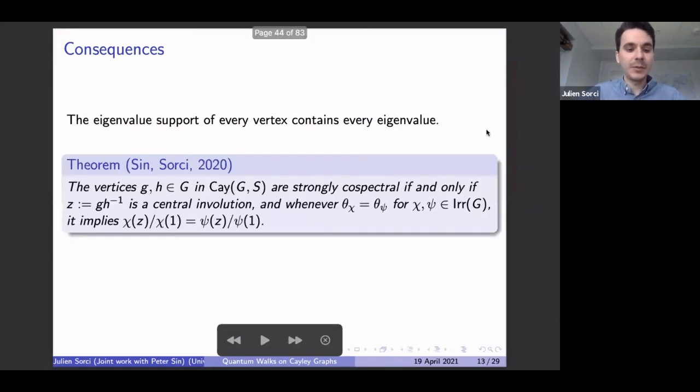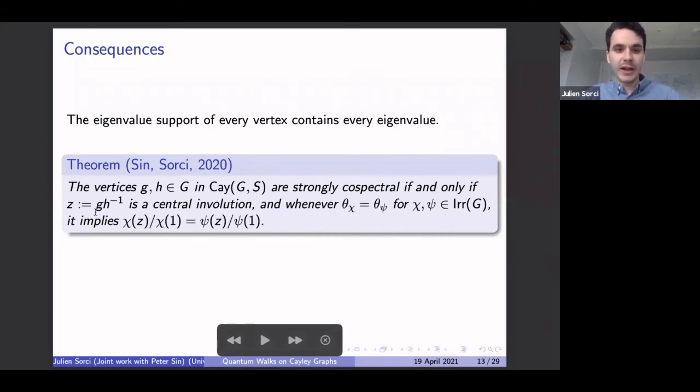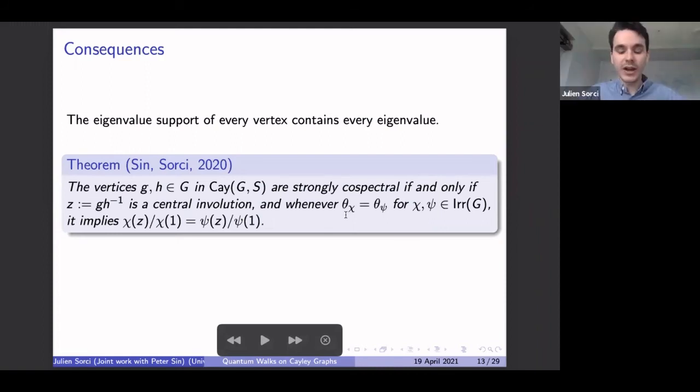Another thing that we did is that we gave precise conditions for when two vertices in a normal Cayley graph are strongly cospectral. And so we showed that this happens if and only if the two vertices differ by a central involution. And also, whenever two irreducible characters afford the same eigenvalue, then they act in the same way on this central involution. Okay, so this gives us conditions to figure out when vertices are strongly cospectral.